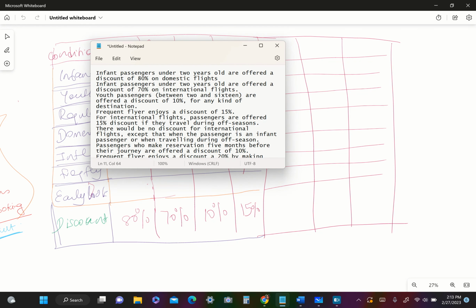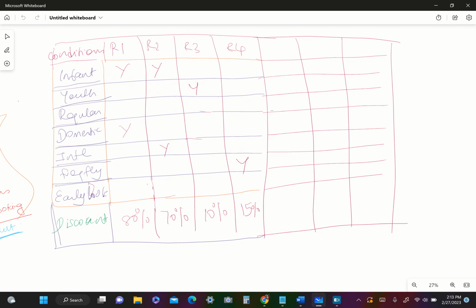For international flights, passengers are offered 15% if they travel during off season. Oh, we don't have off season here. We have to add that. So let us say this is off season.